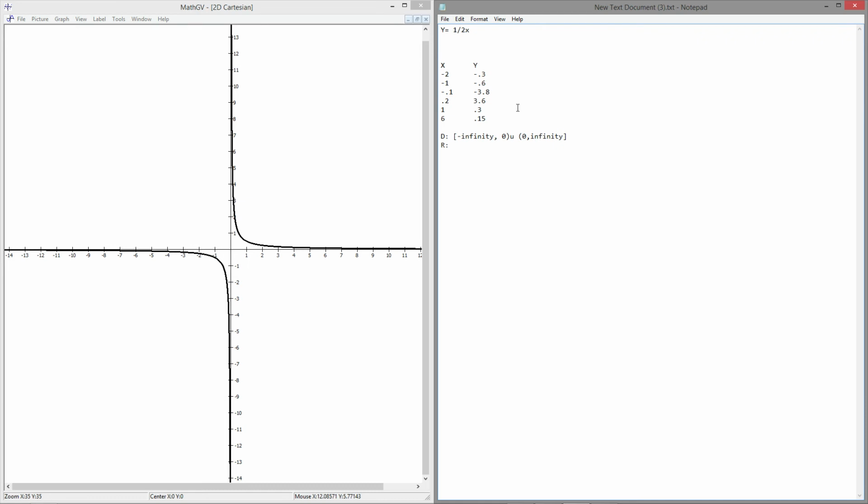Range, same thing. We're going to have negative infinity, 0, union, 0, because it doesn't touch it. That's where it stops. To infinity. Only Buzz Lightyear, because we going beyond. As you can see, very important things.